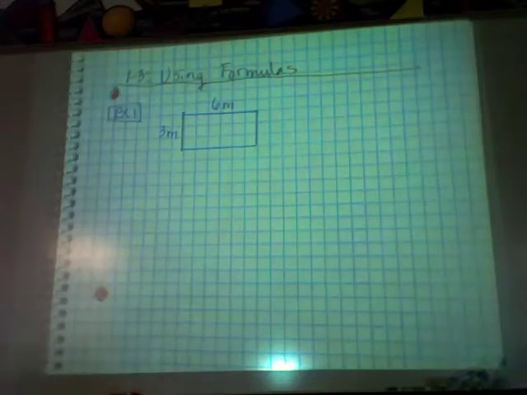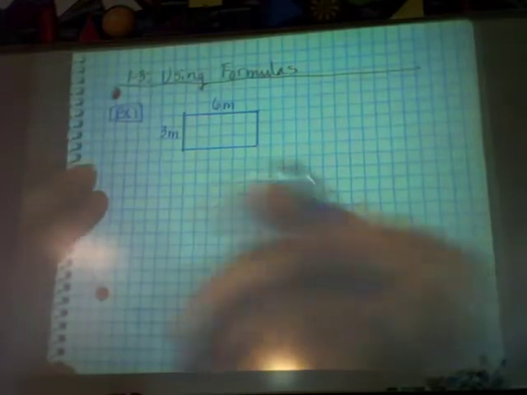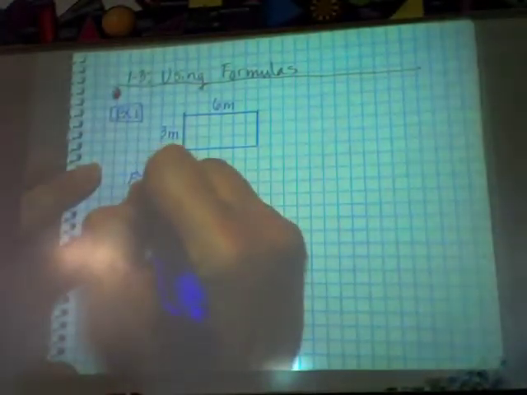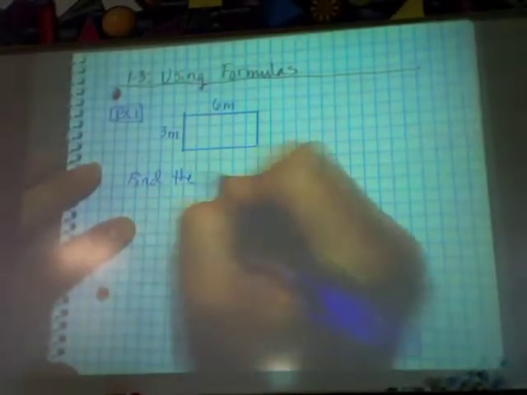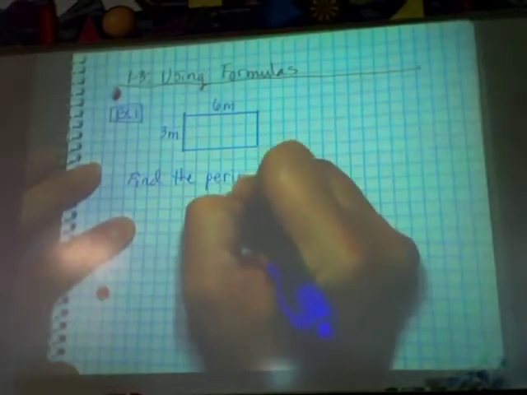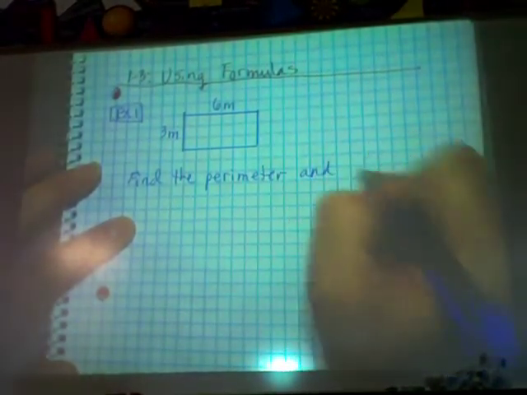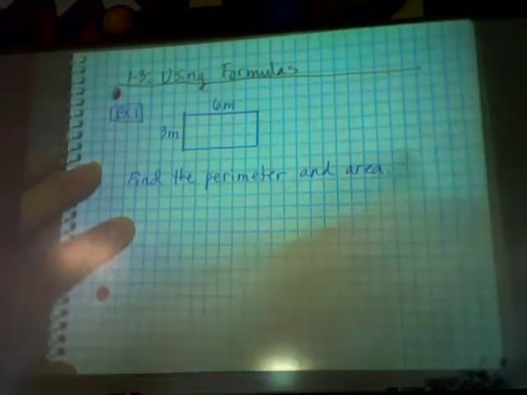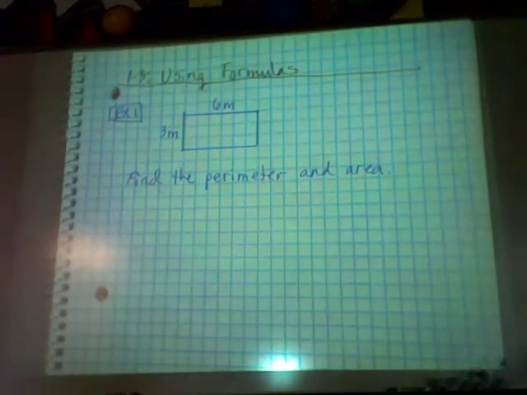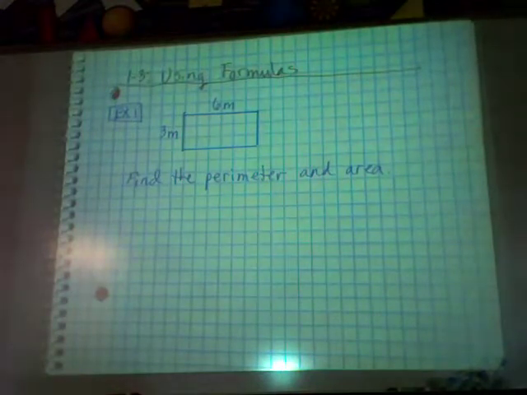All right, so 1-3, using formulas. So we've got a rectangle. And then my question to you is this. Find the perimeter and area. It's kind of assumed that you know the perimeter and area formula for a rectangle already.